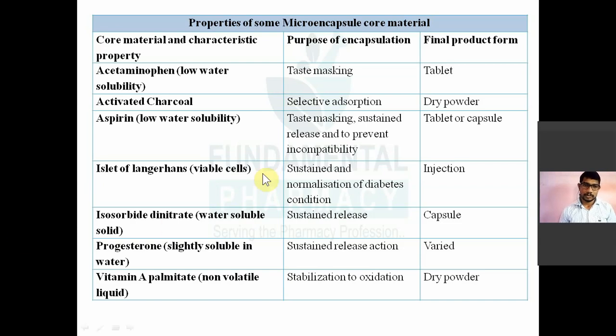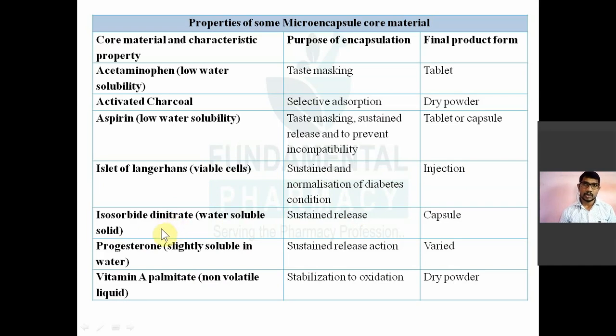So these viable cells are used to control the diabetic condition. Okay, so these viable cells are also microencapsulated to get a sustained action and normalization of diabetic condition. So these are used in the form of injection. Then isosorbide dinitrate, you might have heard this. It is used in angina pectoris, so it is a vasodilator drug.